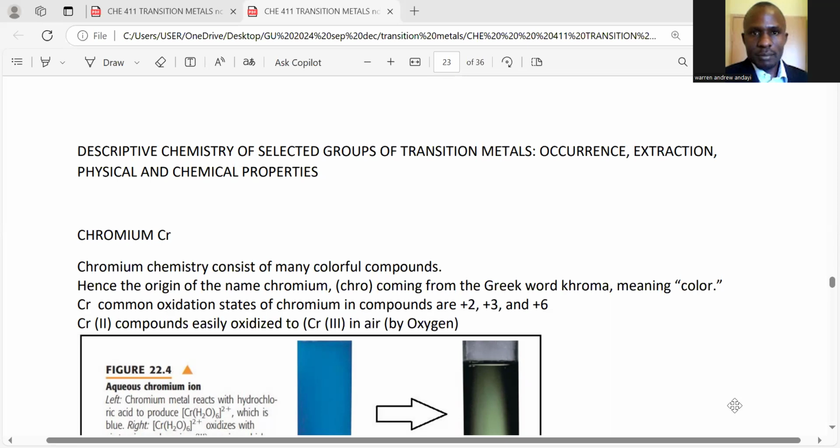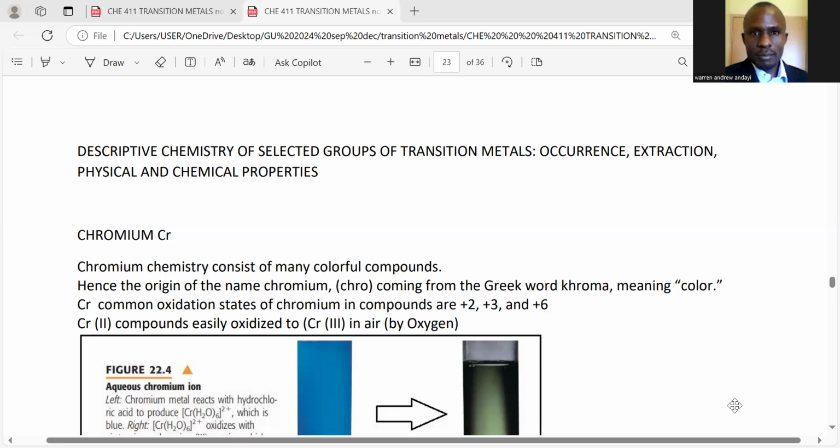What I want us to consider today is the descriptive chemistry of selected groups of transition metals, and we look at their occurrence. Of course, we've already looked at their occurrence and extraction. And remember, we selected copper and iron for occurrence and extraction. Now, for physical and chemical properties, I have selected chromium and copper. So let us start with chromium.